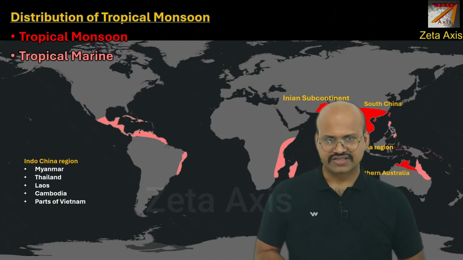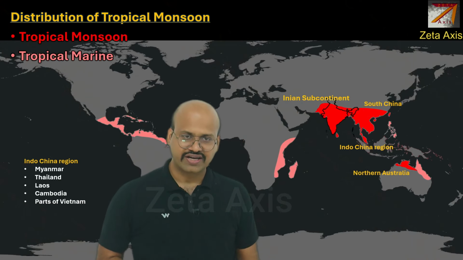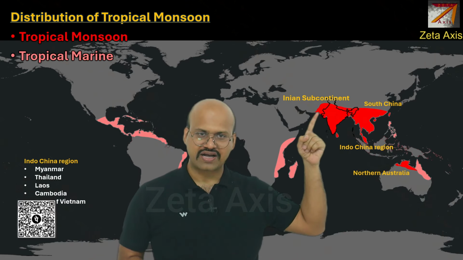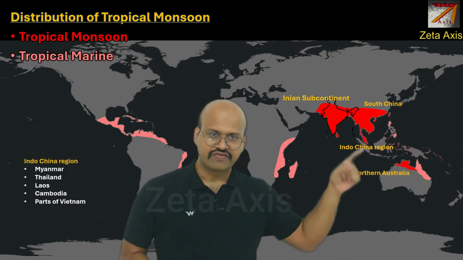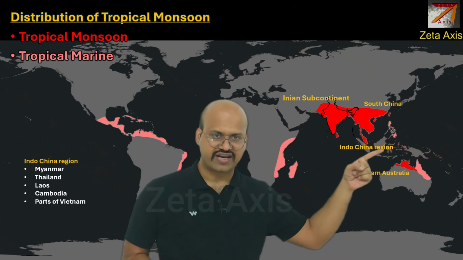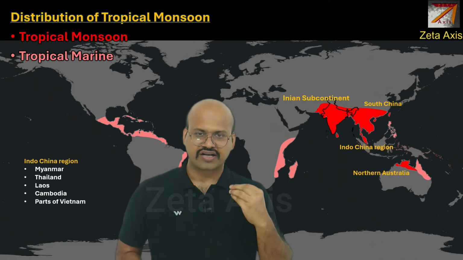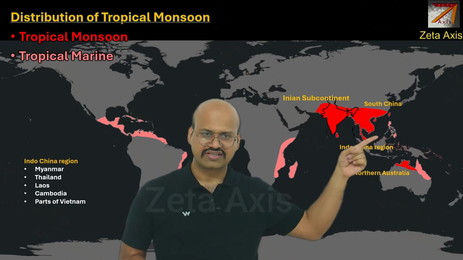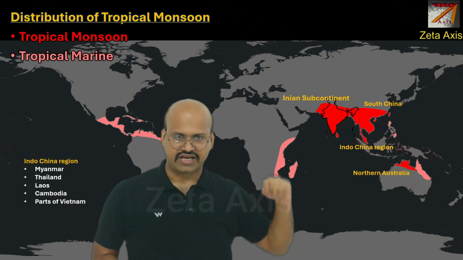Now based on our discussion, if we try to plot the tropical monsoon region, we can clearly see it is in the Indian subcontinent, that is this region. It includes Pakistan, India, Bangladesh, Nepal, Bhutan. Then we have this Indochina region. Remember, this region is called the Indochina region, which has Vietnam, Myanmar, Cambodia, then Thailand, even Malaysia. So all these regions will have tropical monsoon climate, even the South China region.